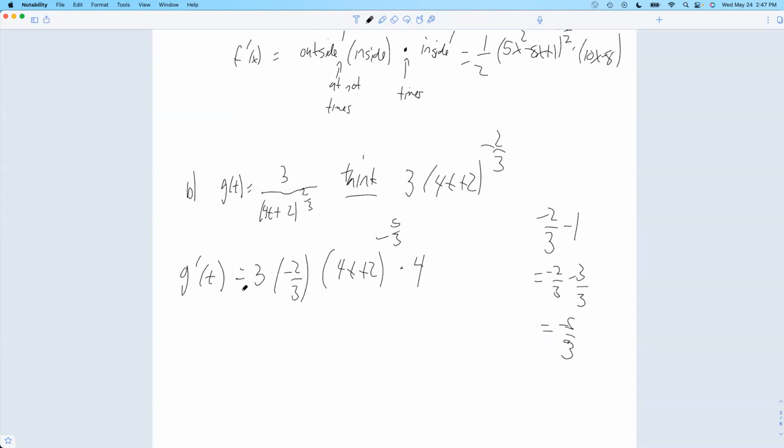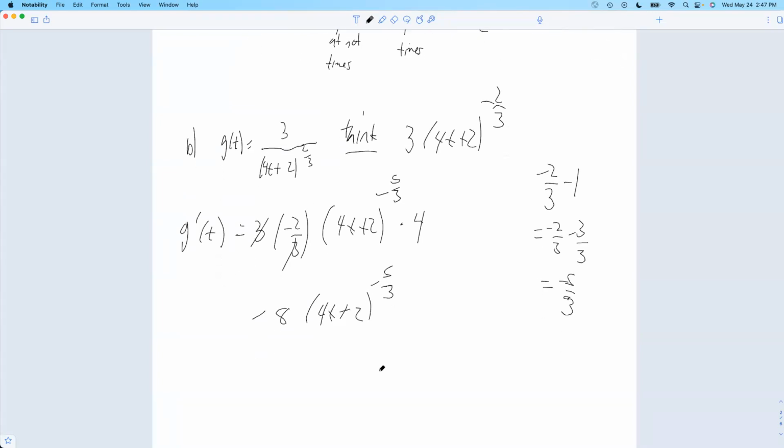And here, let's go ahead and clean this up a little bit. Those 3's will cancel. I'll get 2 times 4 times a negative, so I get -8 times 4t plus 2 to the -5/3. And just for fun, we could just leave it like that. That would be fine. Let's go ahead and get rid of that negative exponent by bringing that guy back down to the bottom and making that a positive exponent. That's just rules of exponents there.